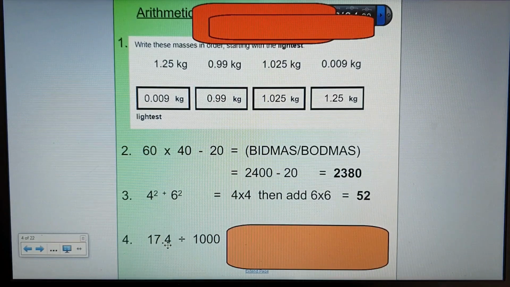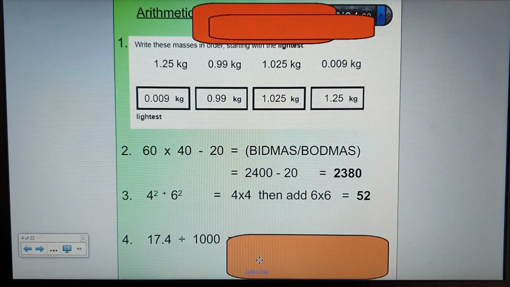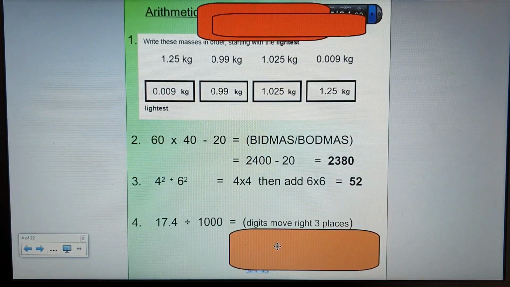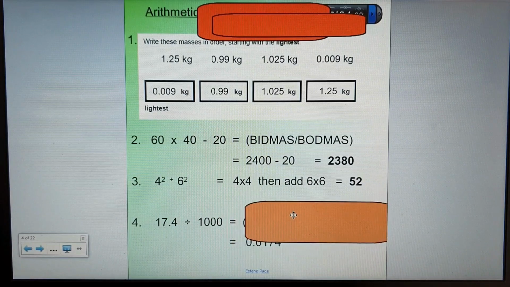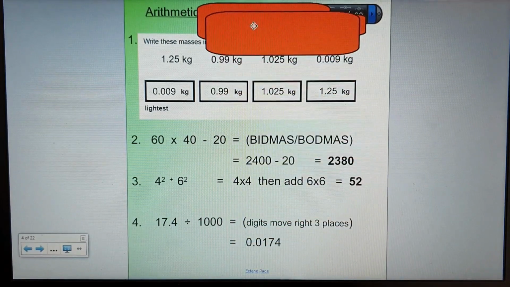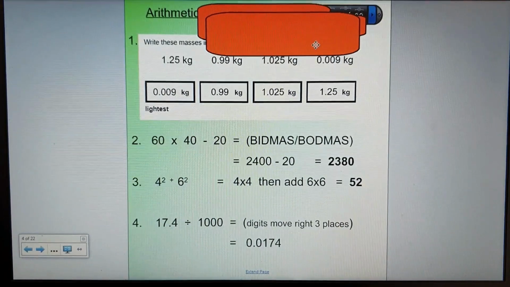And number 4, we've got 17.4 divided by 1,000. Now when you divide the number, it's going to get smaller. So our digits are going to move to the right. 1,000 has 3 zeros, so we move it 3 places to the right. So remember, digits are going to move right 3 places, and we will end up with 0.0174. Okay, well done for that.